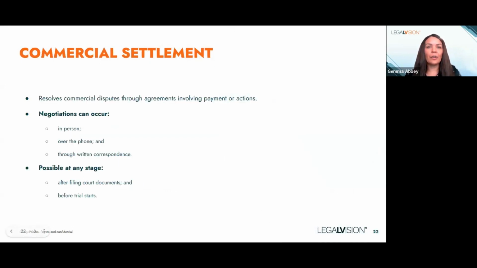So when looking at what we would call a commercial settlement, it is an agreement that parties reach which puts an end to a commercial dispute or business-to-business dispute. It may involve one party paying the other an agreed sum of money or doing certain things to resolve the dispute or the breach of contract. You can reach a settlement after negotiations that may take place in person, over the phone, or through written correspondence.